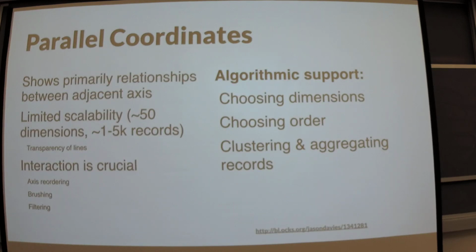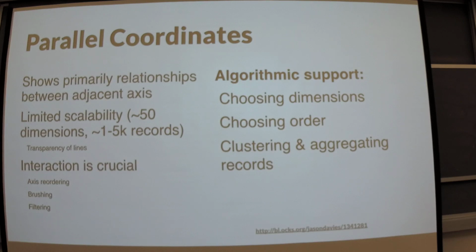So to recap, parallel coordinates are really about relationships between adjacent axes. They have limited scalability. You can do about 50 dimensions, 1 to 5,000 records. I usually need to use transparency of lines if I have a non-trivial number of items. Interaction is way more important than for scatterplot matrices. I really need interaction to see higher dimensional correlations: brushing, filtering, axis reordering.